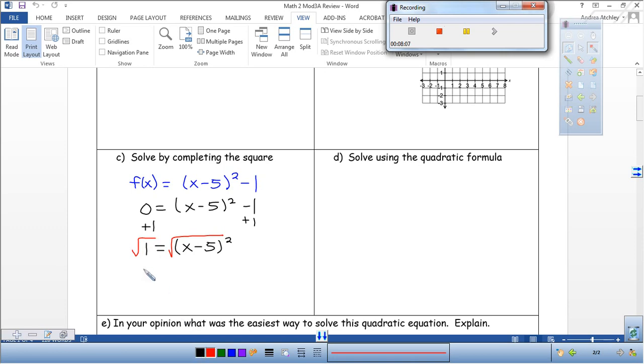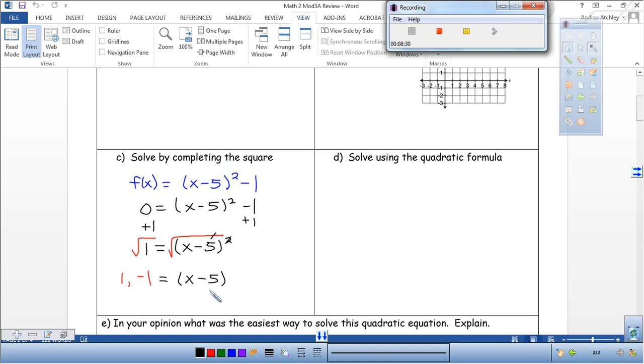This will give me the square root of 1 is 1, and then also negative 1, because I don't know if negative 1 times negative 1 gave me that positive 1, or just 1 times 1 gave me that positive 1. And the square root of x minus 5, remember the squared and the square root just go away. And so I get left with x minus 5.